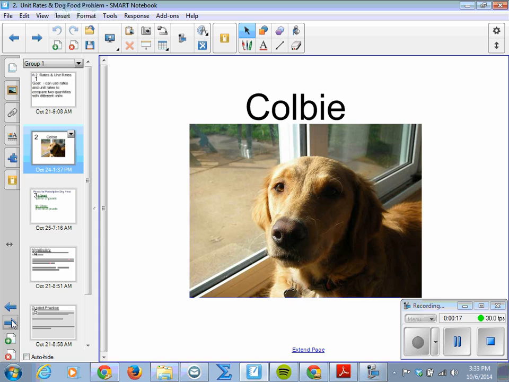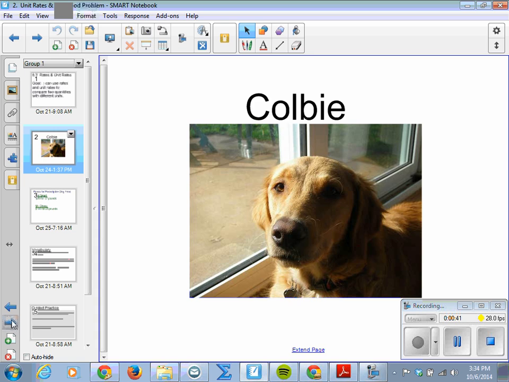This is my dog, Colby. She is a golden retriever. And as some of you may know, golden retrievers suffer from ear infections fairly frequently. So my wife and I were getting a little bit tired of going to the vet. It seemed like every couple of months. So we asked if there's anything we can do to help Colby out. And the vet suggested a special prescription dog food.